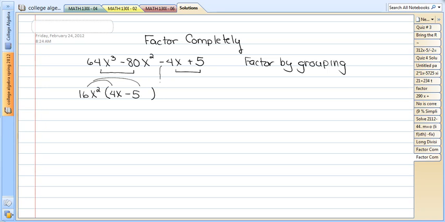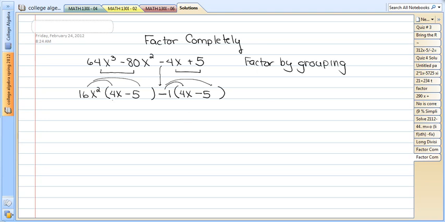Factor by grouping, you bring down the middle sign, and then once again, look between a 4x and a 5, what do they have in common? The only thing they've got in common is the number 1. But now I have to be a little careful because when I multiply back through, it's going to be negative 1 times something gives me negative 4x. And that's going to be positive 4x. And negative 1 times something gives me positive 5. That's going to have to be negative 5.